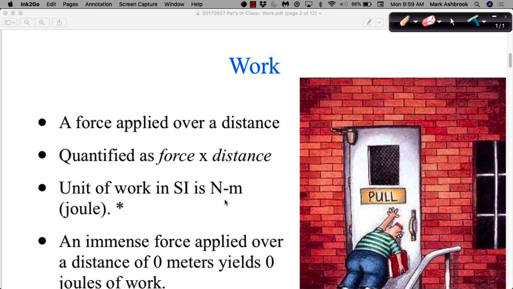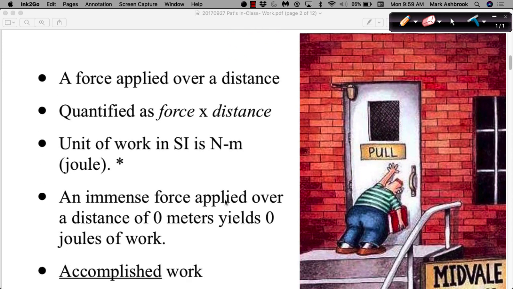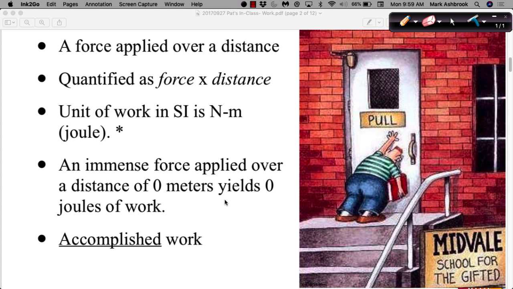All right, so what about our friend here at the Midvale School for the Gifted? How much work is he doing? He could push with tremendous force, thousands of pounds of force on that door. That's a pull door. And how much work does he do? 0, okay? It's 0 because work is about force applied over a distance, actually creating a change in the position of something. Okay? So this young man is doing no work on that door.